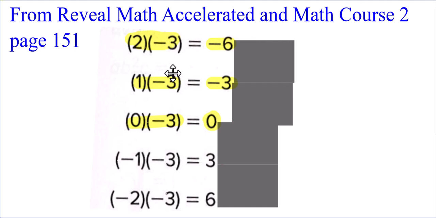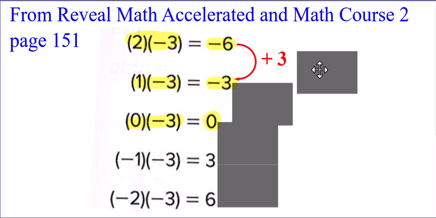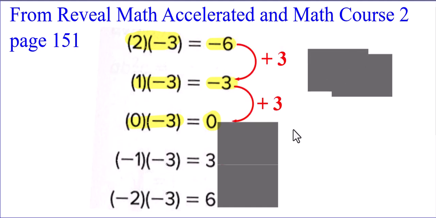I keep multiplying by negative 3, but the number I'm multiplying to begin with keeps going down by 1. So it was 2, then it was 1, then it's 0. If I continue in that pattern, the next thing I would multiply by would be negative 1, and afterwards negative 2. There's also a pattern over here. This goes up by 3. This goes up by 3.